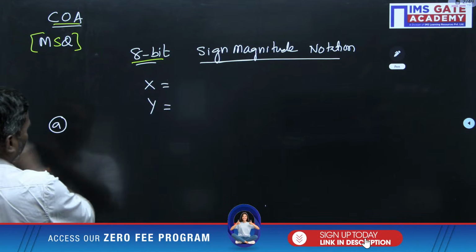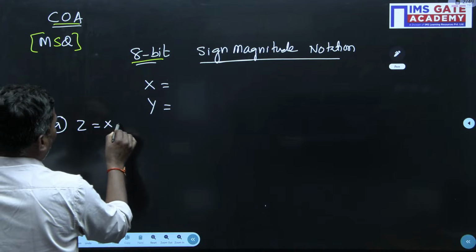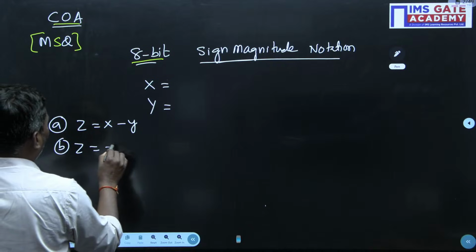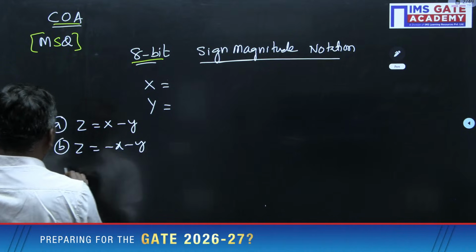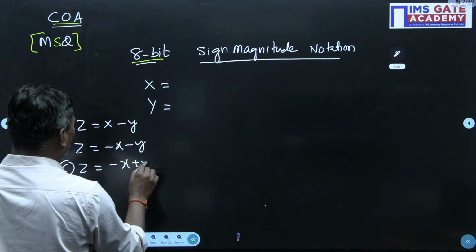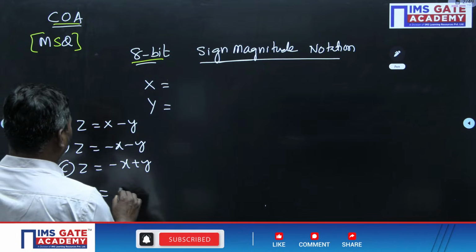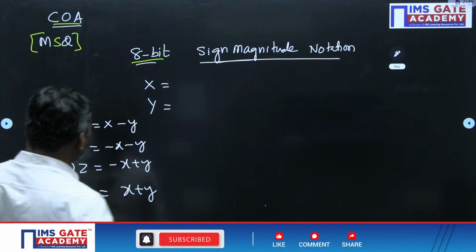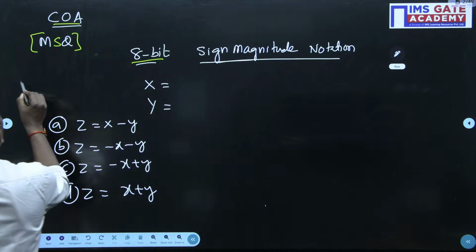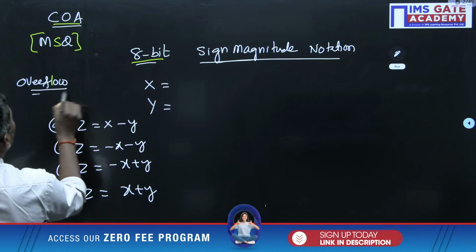Option A, z equal to x minus y. Option B, z equal to minus x minus y. Option C, z equal to minus x plus y. Option D, z equal to x plus y. They are asking which of the following operations gives the overflow.